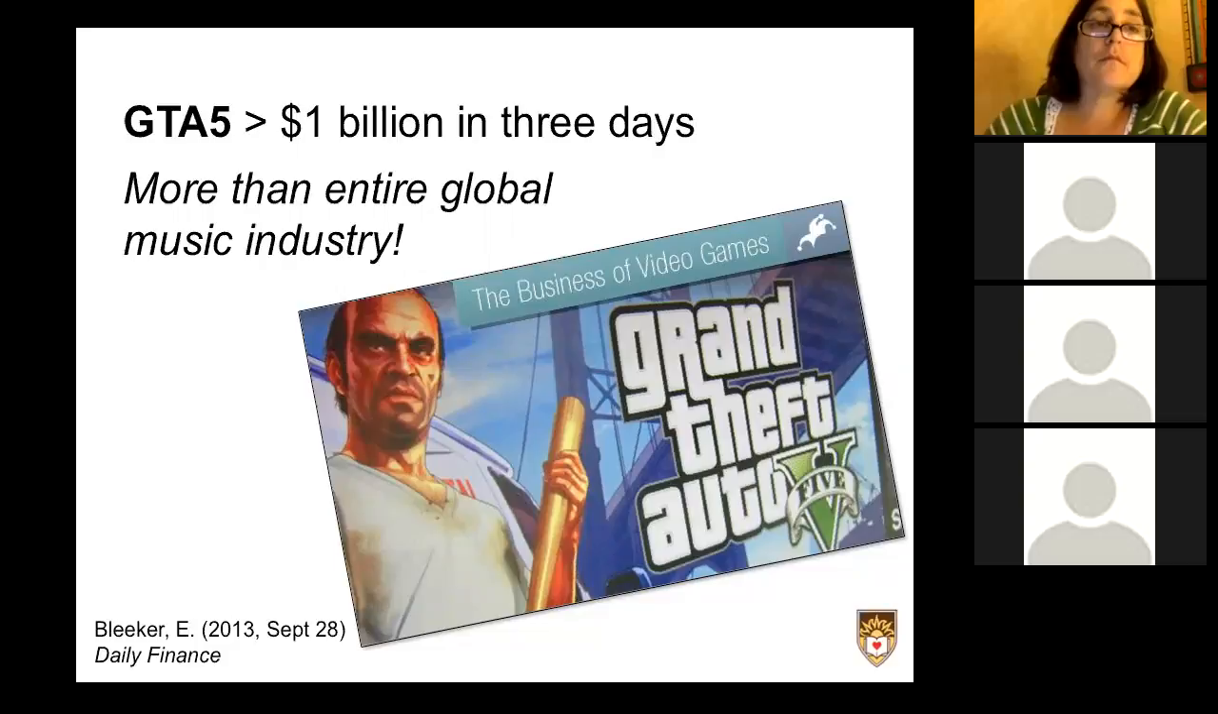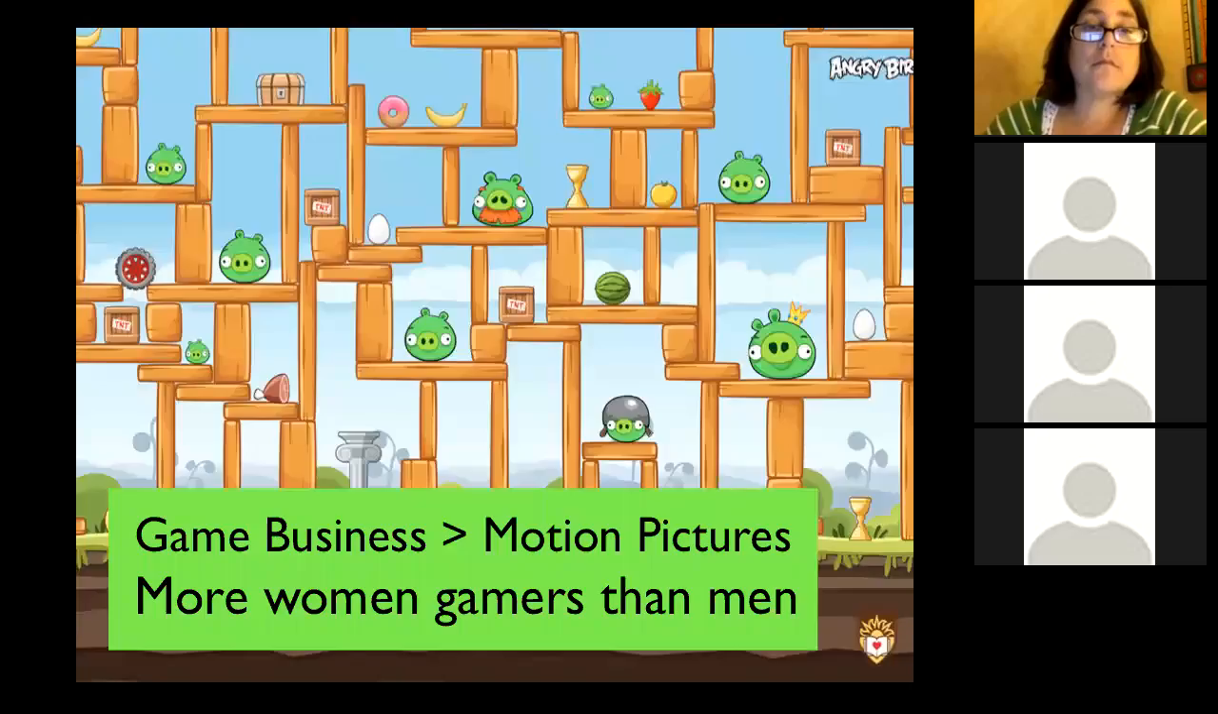to gamification. Grand Theft Auto 5 earned $1 billion in its first 3 days, more than the whole global music industry. This is a big part of our culture. It's bigger than the motion picture industry. There are more women gamers than men. The average age of gamers is 35 years old. This is a core part of our culture. It ought to be a part of our classrooms.